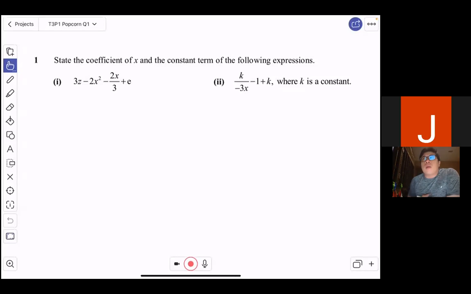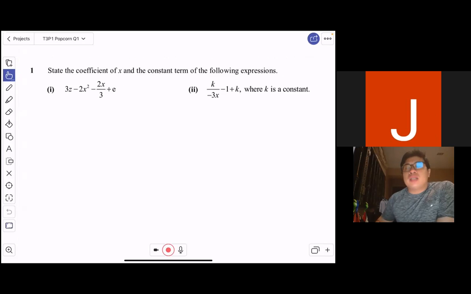So, okay, when we talk about coefficients, basically what's happening is that we are identifying the coefficient of x and the constant term of the following expressions. So here, take note, the common mistake that most students made, similar to your notes, is that you all went to write down all the coefficients, okay?